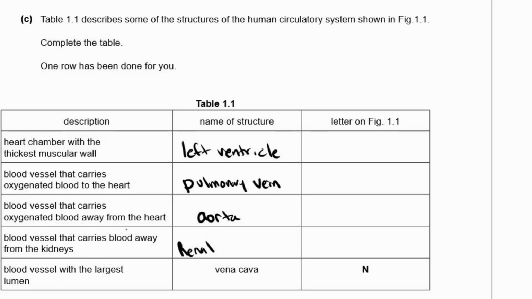And if it's going away from the kidneys, it's going towards the heart. So that is vein. Okay, so we need to figure out where the left ventricle, the pulmonary vein, the aorta, and the renal vein are. The vena cava, which is the blood vessel with the largest lumen, or space in the middle, has already been done for you. That's letter N.